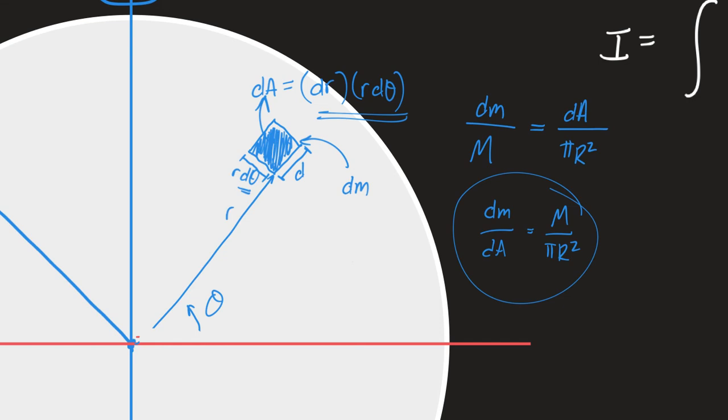So whether I choose one or the other of these, dm is going to be the same. It's going to be m over pi r squared dA. Now, we have something we can substitute for dA. And you should do that now.